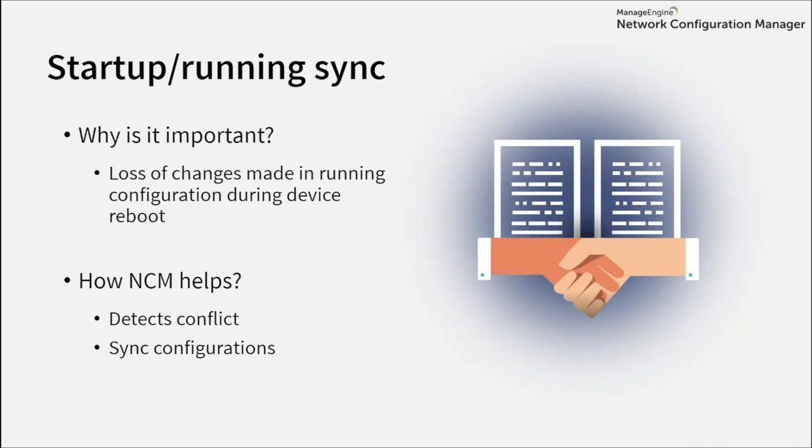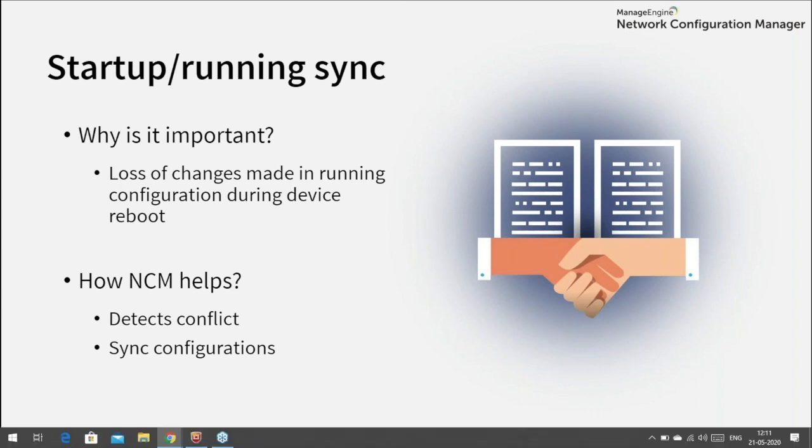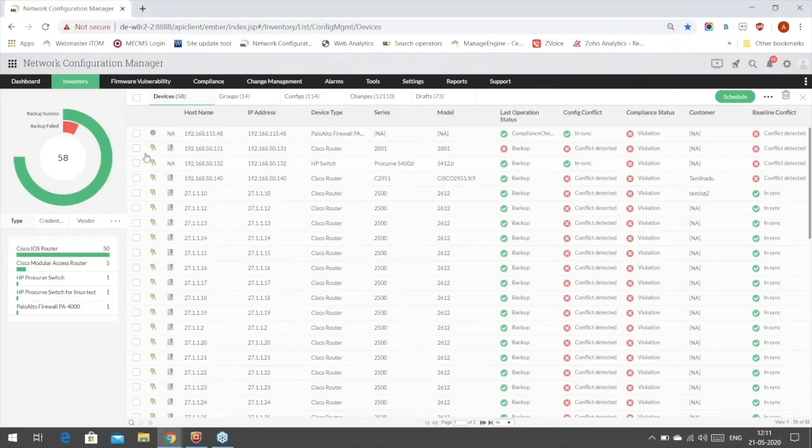So NCM detects the configuration conflict, and it will also help you sync configurations. So you can do this as well directly from the inventory. So here you can see the configuration conflict. It is there in so many devices, and in these two devices, the startup and running configurations are in sync. You can also choose to view the baseline configuration and the running configuration comparison and check if they have a conflict here. So you can select the devices here to sync configurations.